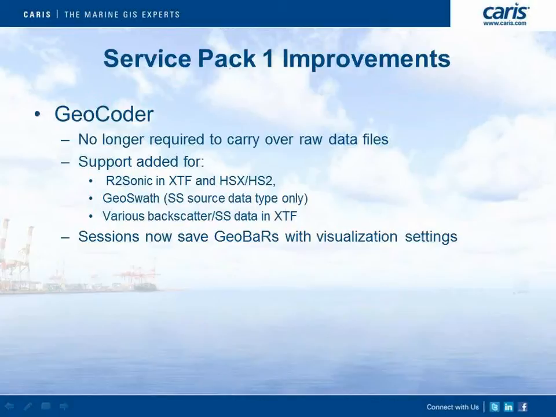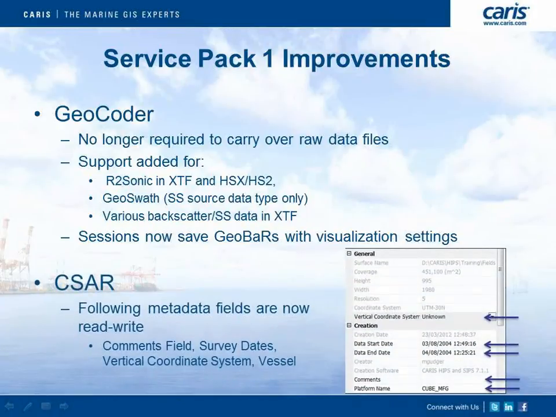Some of the other highlights included in Service Pack 1 include not having to carry over raw data for production anymore. Similar to what we talked about when we talked about converting water column data, lowering the size of your HIPS project. It also includes added support for various backscatter data types. And one addition I really liked is that session files are now saving edits to your geobars.